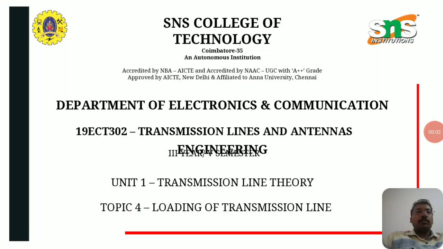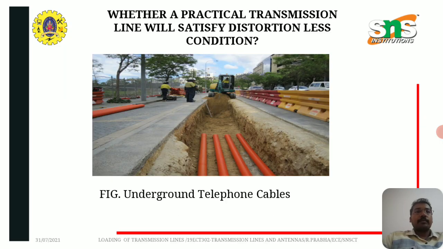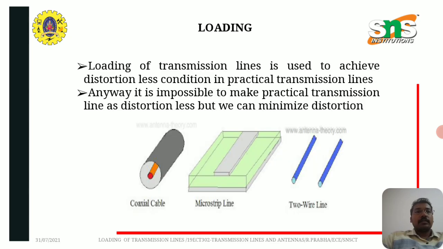Today we are going to see about loading of transmission line. Whether a practical transmission line will satisfy distortionless condition. Loading of transmission line is used to achieve distortionless condition in practical transmission lines. Anyway, it is impossible to make a practical transmission line distortionless, but we can minimize distortion.